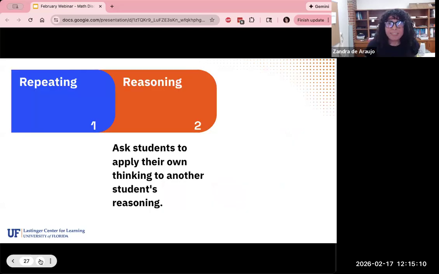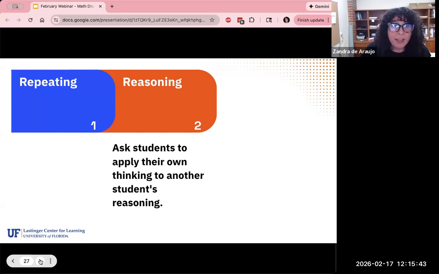The second one, reasoning. So ask students to apply their own thinking to another student's reasoning. I'm going to do a lot of elementary examples just because they're on the top of my mind at the moment. But say that I multiplied 2 fractions, so a half and 3/4. Those are mean ones to multiply in your head. But I multiplied them and I drew an area model to multiply them to get my answer. Okay, so I might have explained it to the class.